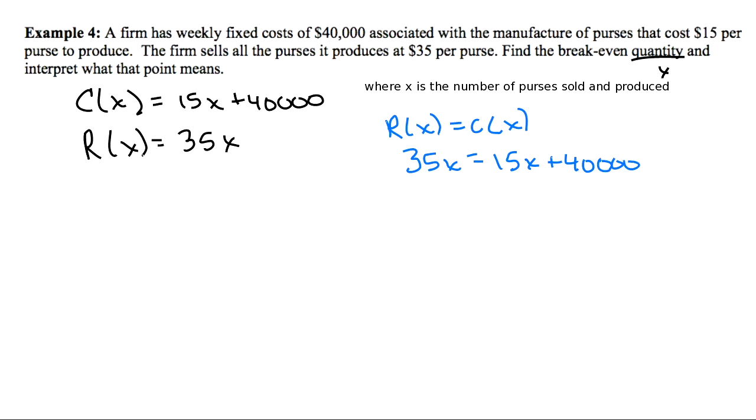Okay, so I'm going to subtract 15x from both sides, so that tells me that 20x is equal to 40,000. And now divide both sides by 20, and we get that x is equal to 2,000. So that right there is the break-even quantity, the X value. So what does this mean? This means that we have to sell and produce 2,000 purses to break even.